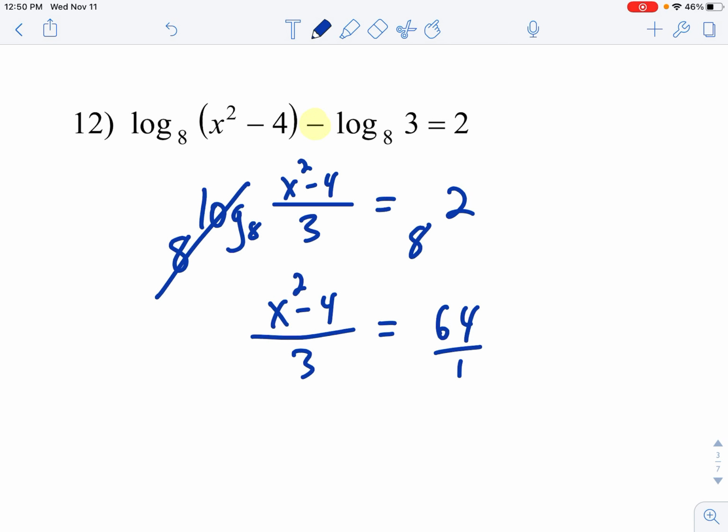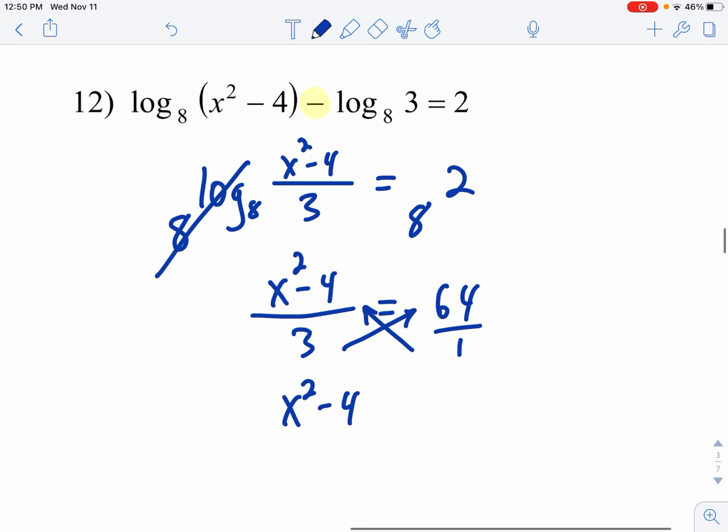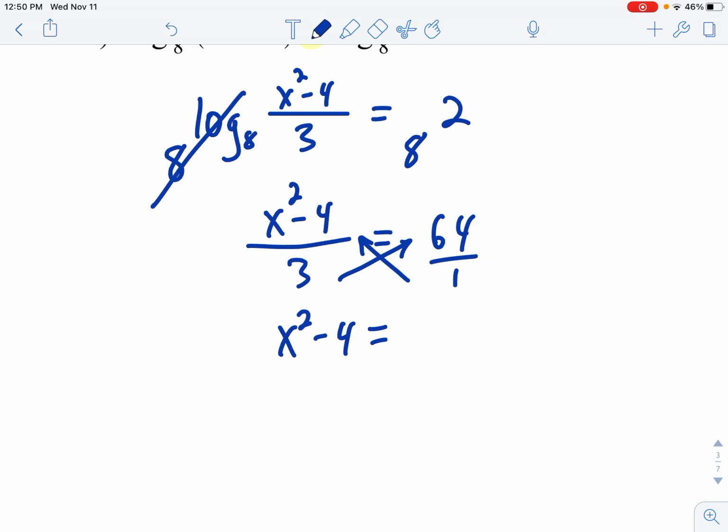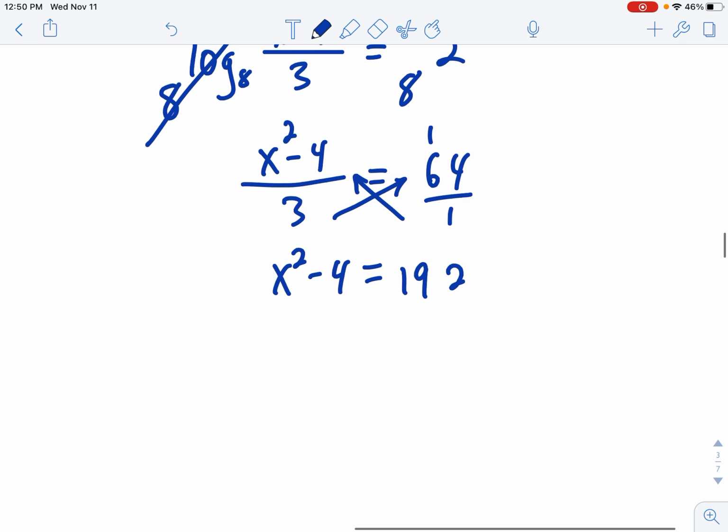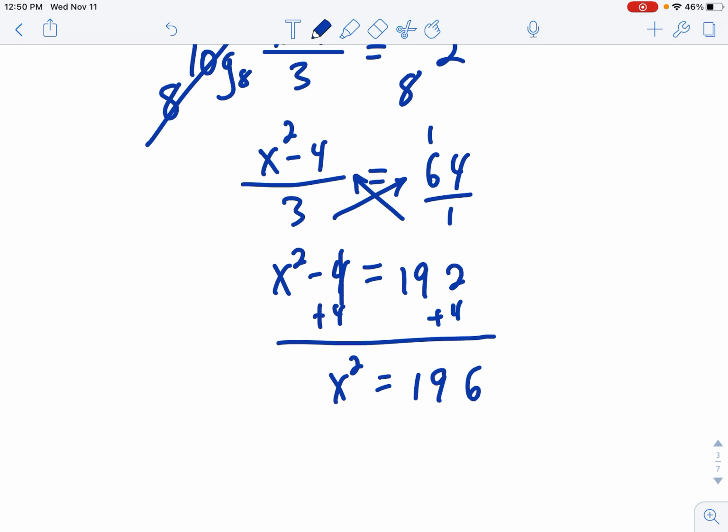Put this over 1 and cross multiply. Well, 1 times x squared minus 4 is going to be x squared minus 4. I mean, yes, I could do this, but as we saw in a previous problem, multiplying by 1 is just a waste of time. 3 times 64. 3 times 4 is 12. Carry the 1. 18, that's 192. Add 4 to both sides. X squared equals 196. Square root both sides.